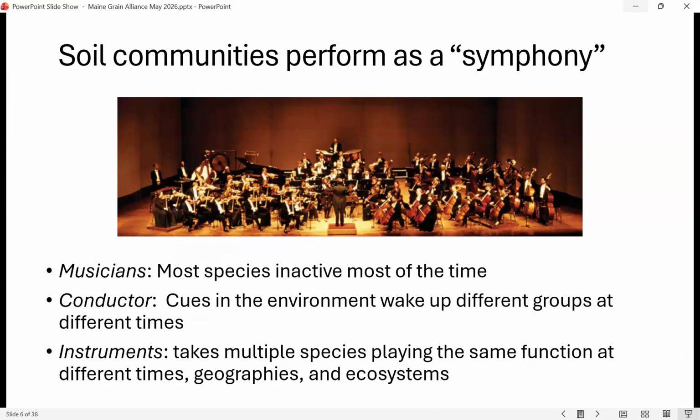And then the instruments themselves, when they're playing together, is kind of like multiple species playing the same function. And this happens a lot. And the reason we want that is because they're playing the same function, but maybe at a different time, maybe a different season, or a different geography, a different ecosystem, whether it's a forest or an agricultural soil.